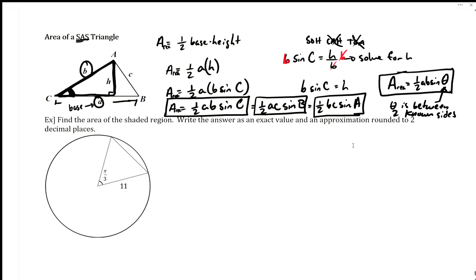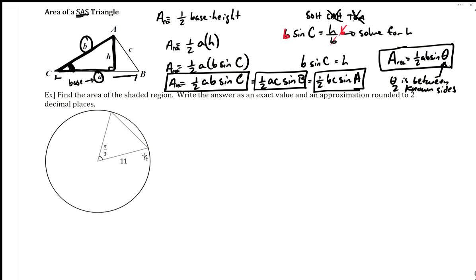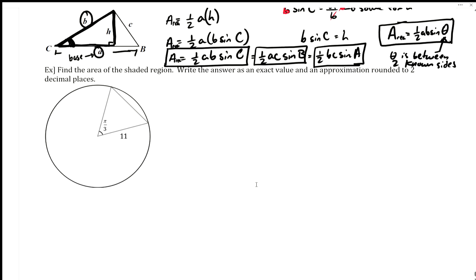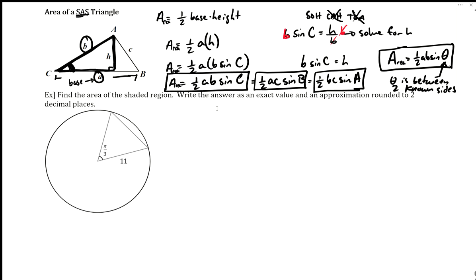All right, so let's see this get used. And they instantly make it more interesting than just a single triangle. They throw in a circle, too. So it says, find the area of the shaded region, and then write the answer as an exact value. I think that's all we'll do. The approximation we would just type into a calculator.